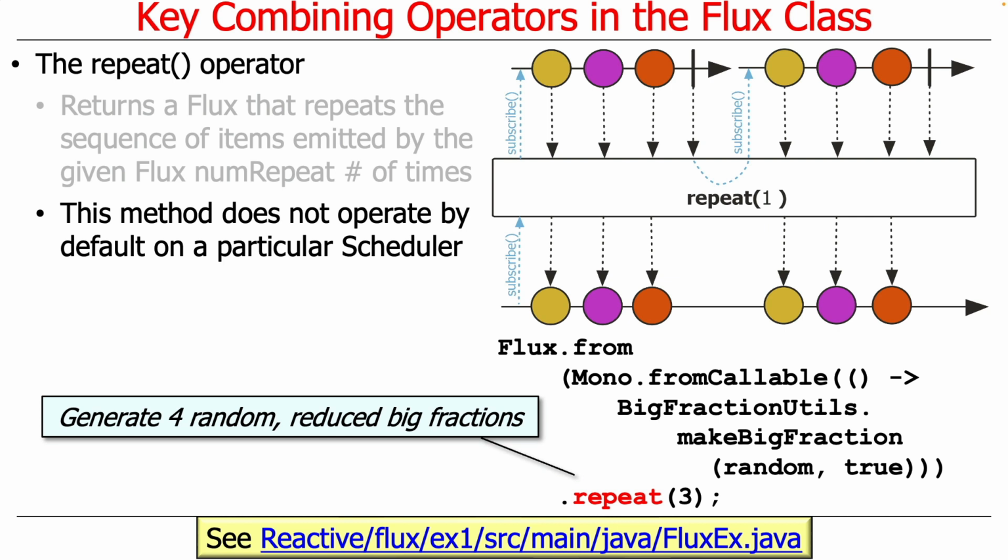So let's take a look at a simple example. So here we're going to go ahead and have a flux. And this is kind of interesting. You'll notice here that we're going to use the from method so we can make this thing run dynamically. So it'll be bound at runtime as opposed to bound at assembly time. And inside of this, we're going to go ahead and generate a random big fraction. And we're going to do this 3 times. So this will generate it once, and then repeat causes that operation to be called n times, doing the randomness each time.